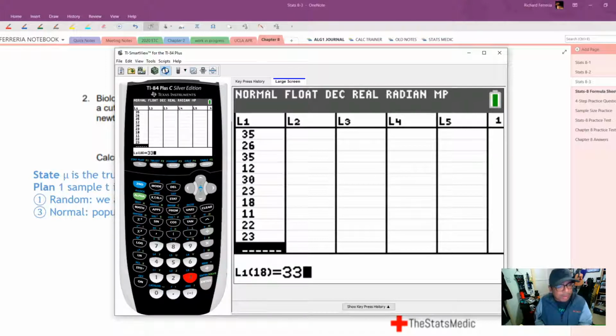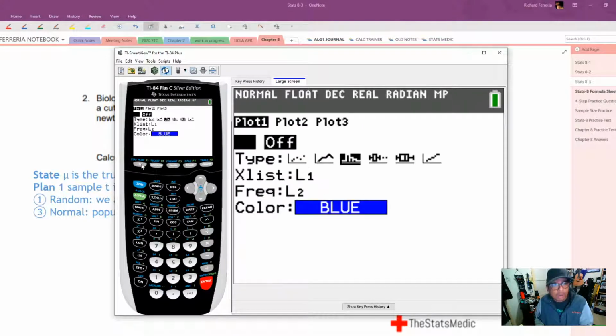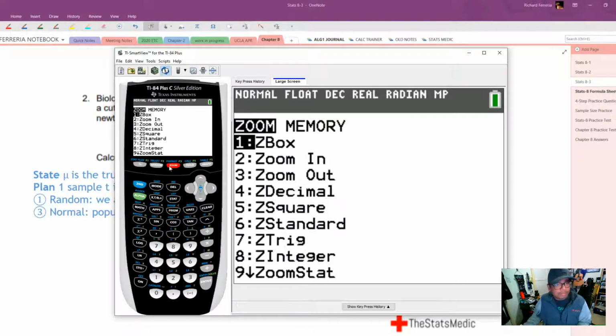And we just about have them all into our calculator. Now let's go to our stat plot menu, second y equals. Turn the first one on, set it to histogram, and this time we don't need a frequency list, so we're going to delete. And then zoom, stat, number 9, zoom stat.